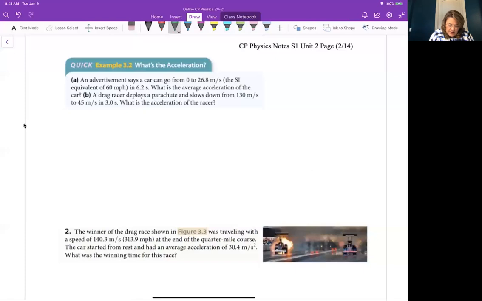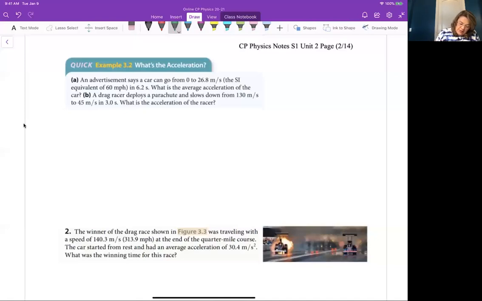An advertisement says a car can go from 0 to 26.8 meters per second in 6.2 seconds. What is the average acceleration of the car? A drag racer deploys a parachute and slows down from 130 meters per second to 45 meters per second in 3 seconds. What is the acceleration of the racer? So I have two problems here. So let's read again part A.